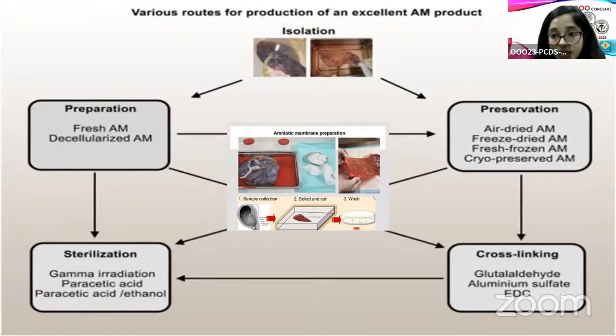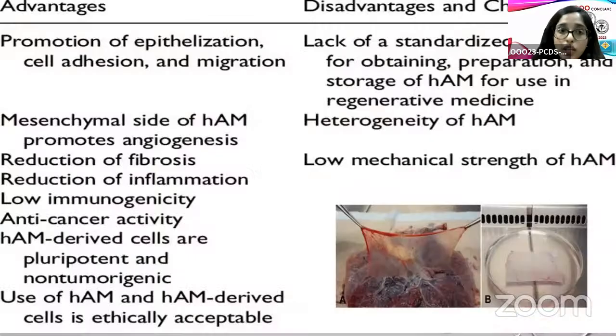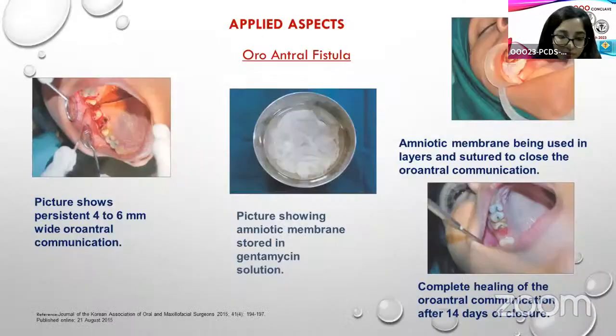So it is preserved as air-dried amniotic membrane, freeze-dried amniotic membrane, freshly preserved amniotic membrane, or cryopreserved amniotic membrane. The advantages of this is it promotes great epithelialization, it promotes angiogenesis, it reduces fibrosis, it reduces inflammation, it is of low immunogenicity, and it has anti-cancer activity. But the disadvantages and the challenges is it does not have a standardized technique for obtaining it, storing it, and preserving it. There is heterogeneity of human amniotic membrane as well, and it has low mechanical strength.